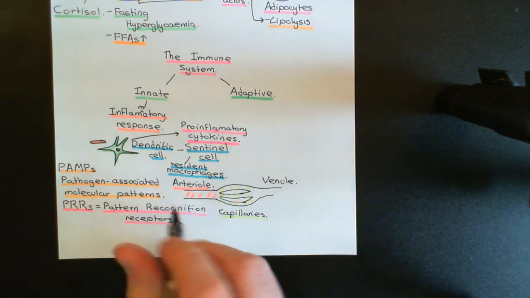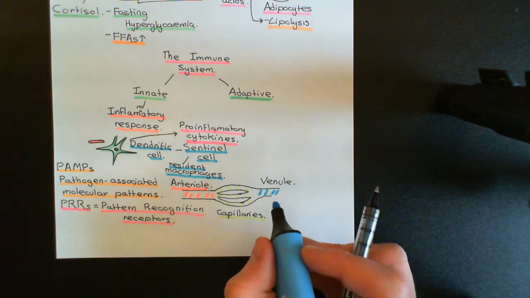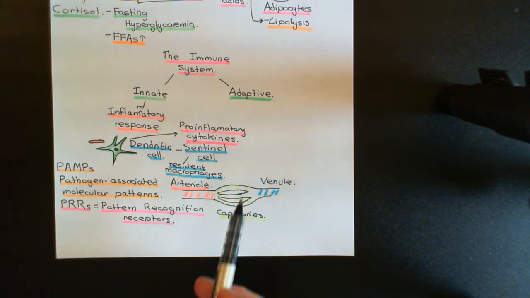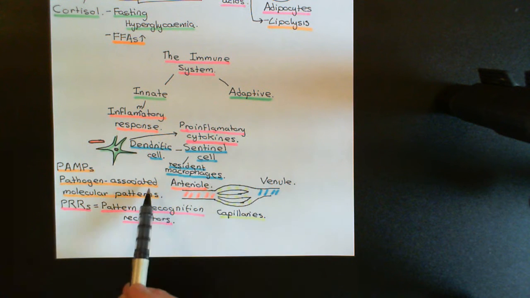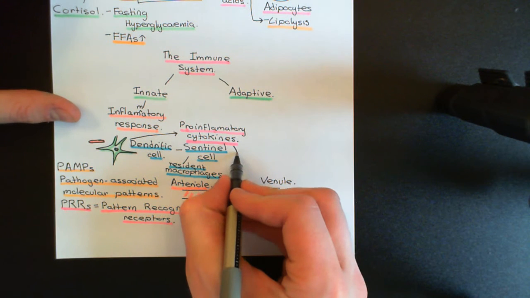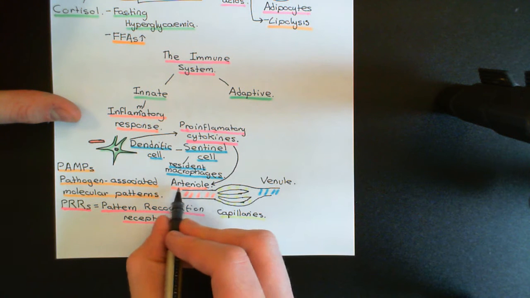Okay, so this is the microvasculature in our tissue, and of course we'll have loads of these. We'll have loads of little arterioles splitting into capillary beds and then reconverging into venules. Okay, so the pro-inflammatory cytokines are going to work on the blood vessels, the microvasculature. So what are they going to do? Well, they're going to firstly act on the arterioles, and they're going to cause arteriolar vasodilatation.